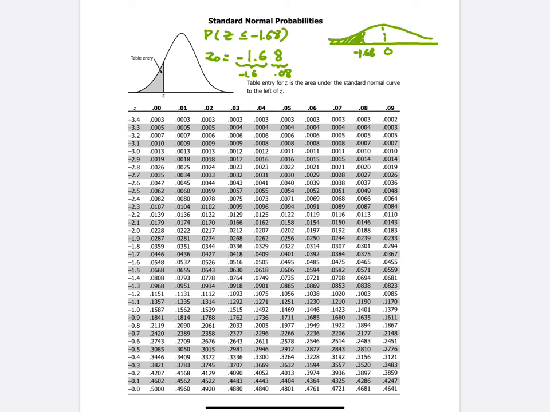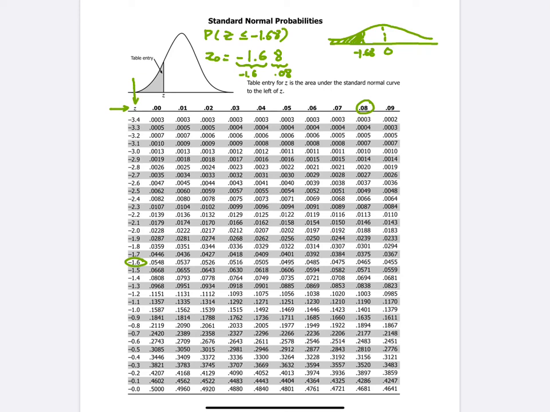Now let's go to the table. The leftmost column of the table gives us the first part that we identified just now, and then the top row gives us the second part. So here we want to go to row negative 1.6, which is this row, and then we want to go to column 0.08, which is this column. The part of the table where that row and that column meet is the probability of interest.